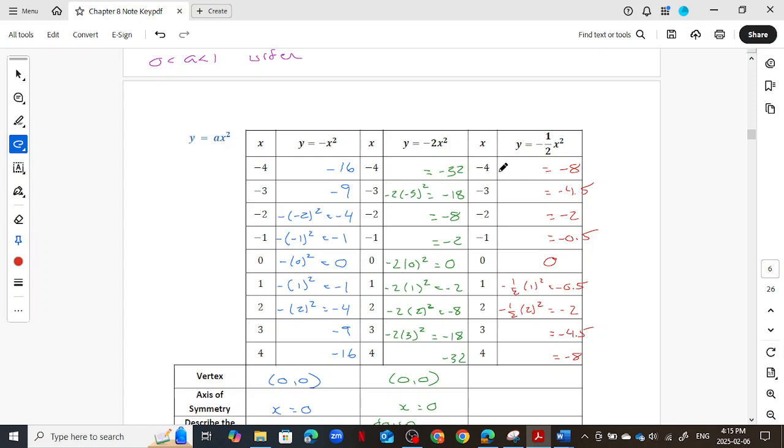Okay, let's check one. So let's go negative 1/2 times negative 4 squared. Oops, that looks like a 9. Negative 4 squared is 16. Half of 16 is 8, times negative 1 would be negative 8.